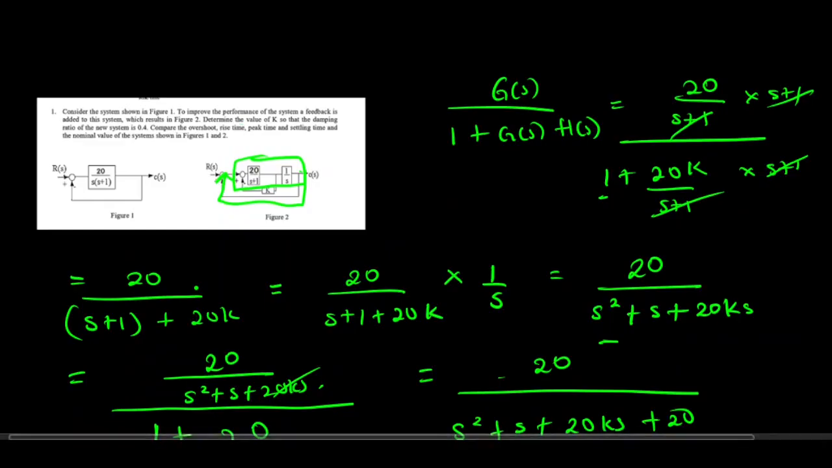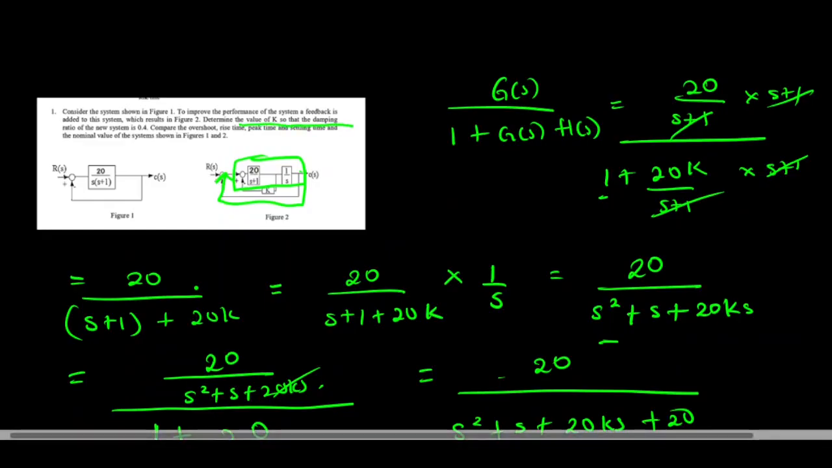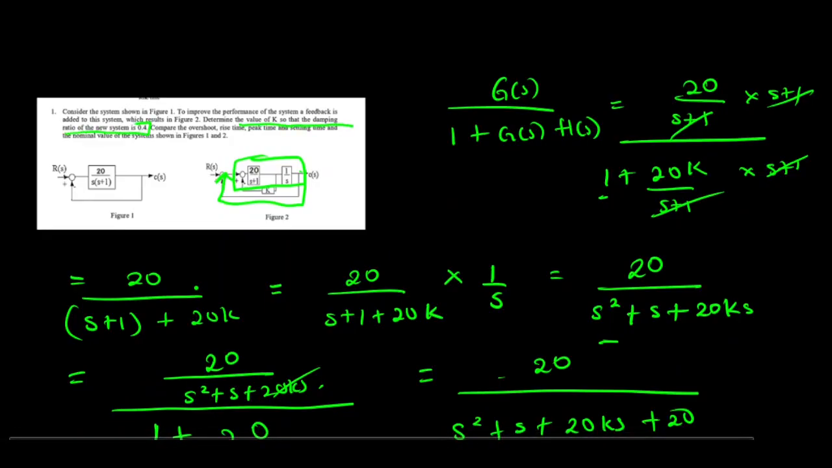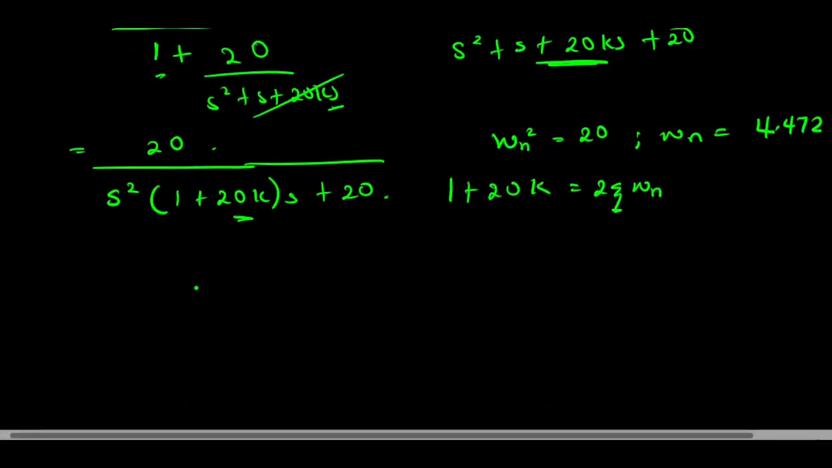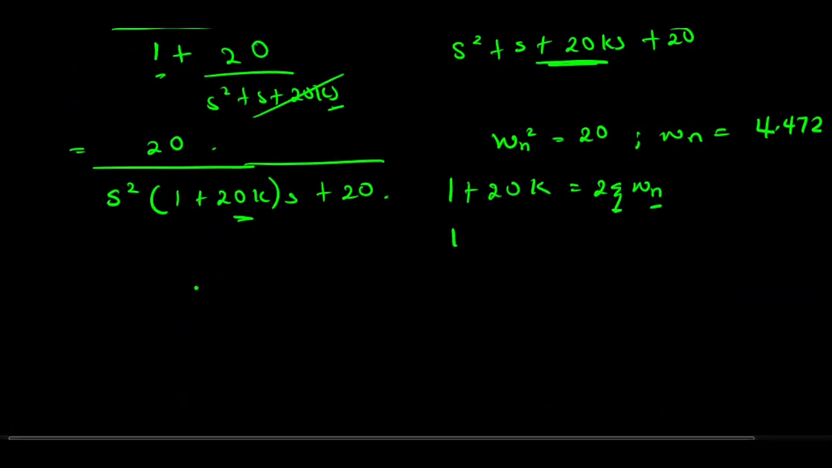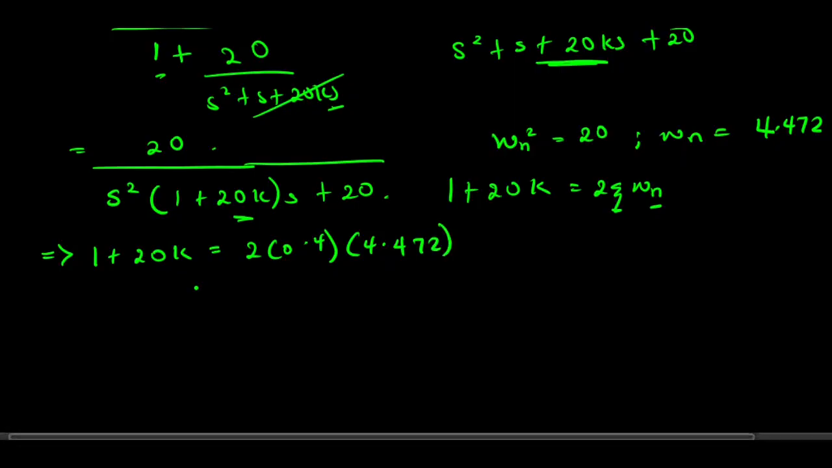Now remember from the equation, it says determine the value of k so that the damping ratio of the new system is 0.4. So in this case, we can equate zeta to be 0.4. We know Wn, so it's going to be 1 plus 20k equals to 2 times 0.4 times 4.472.